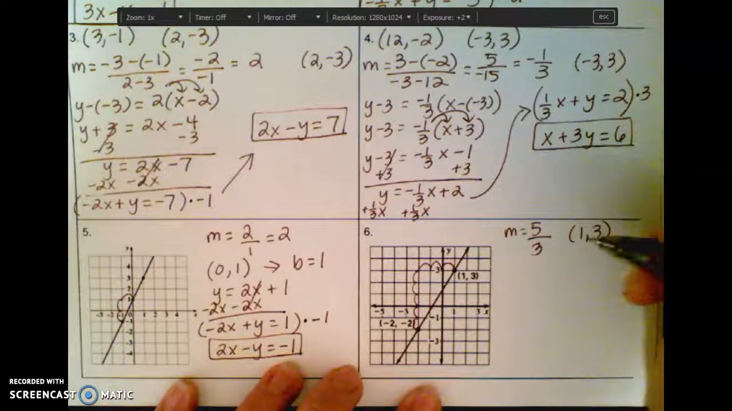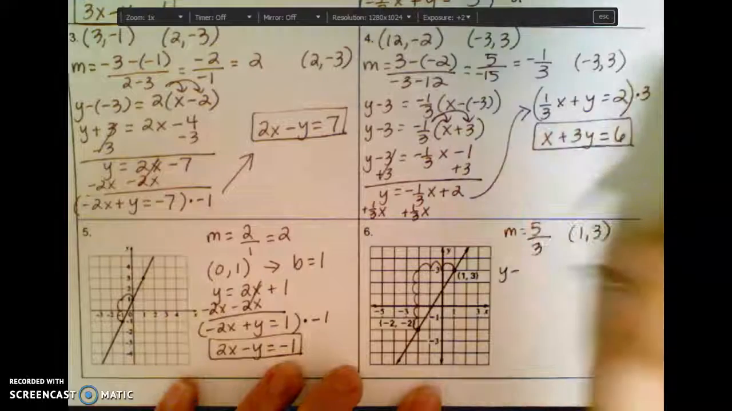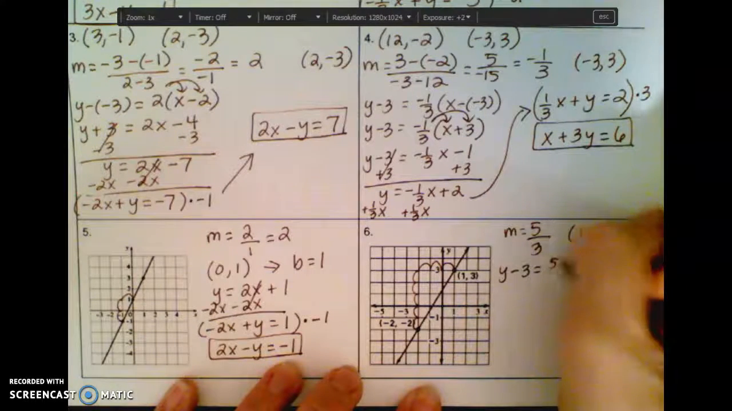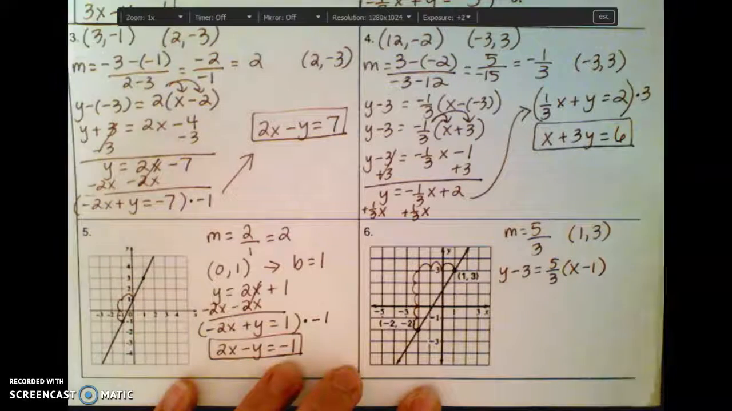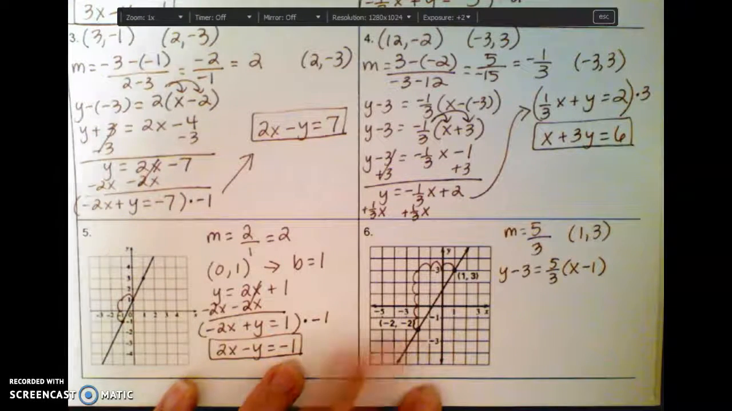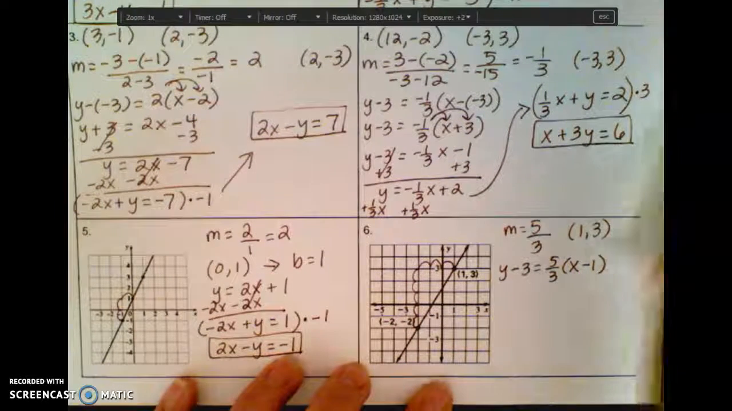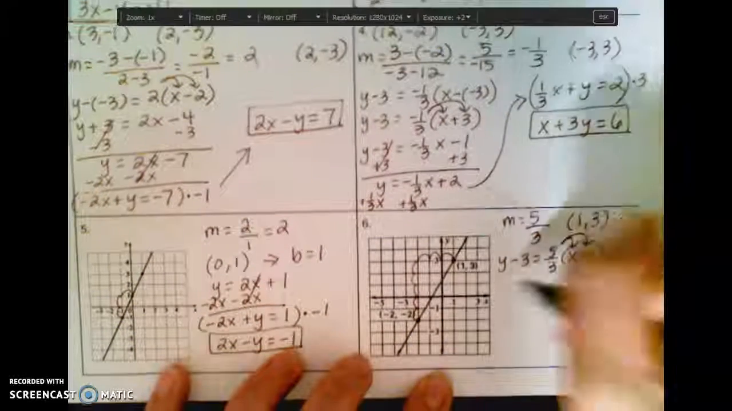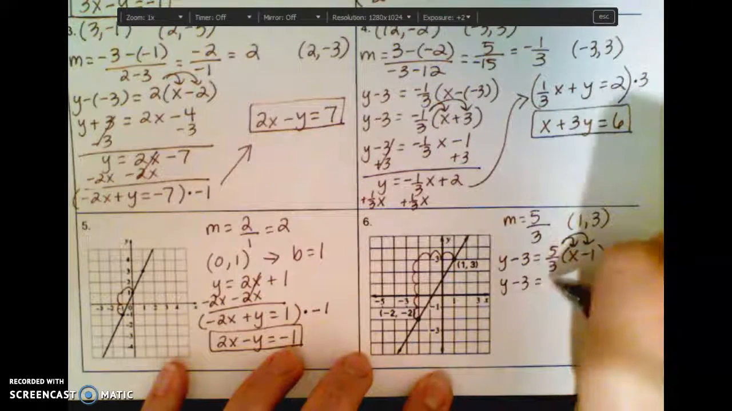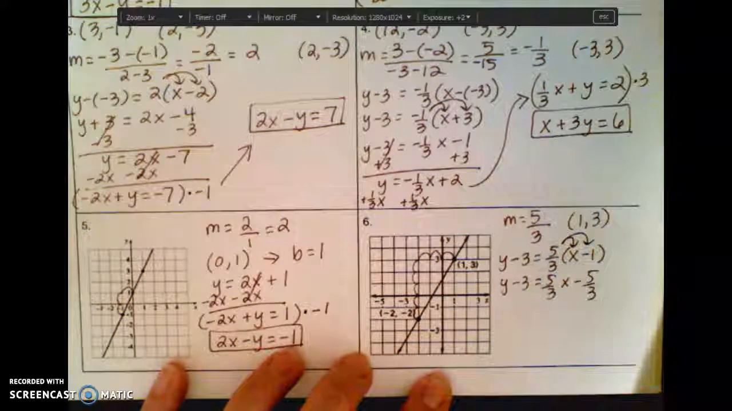We have a slope and a point, so let's plug it into point slope form. That's going to be y minus 3 equals 5/3 times x minus 1. And if you want to use the point -2, -2, go for it. All right, I plugged in 5/3 and my point, so now I need to distribute. So that gives me y minus 3 equals 5/3 x minus 5/3.